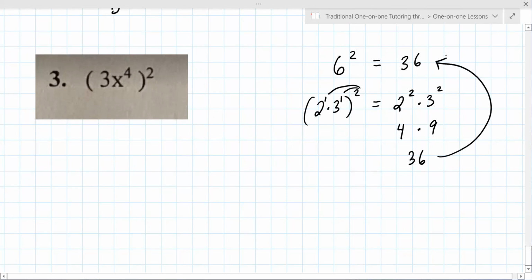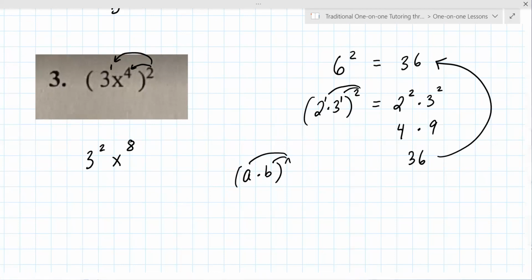Not that you would ever want to do it this way, but it's good to remind yourself what exactly is going on. The property says if you have a times b to the power of n, each of these gets the exponent. So you have to give this 2 to that 4 and the 1 there. So it's really 3 squared x to the 8th power. And it's often forgotten to give it out to the first number. It's usually like, oh yeah, I forgot, kind of thing.